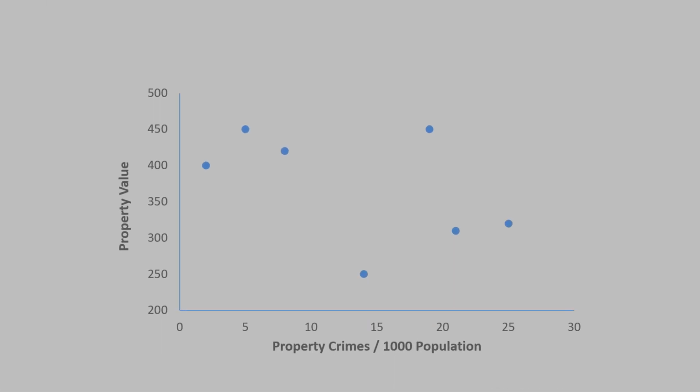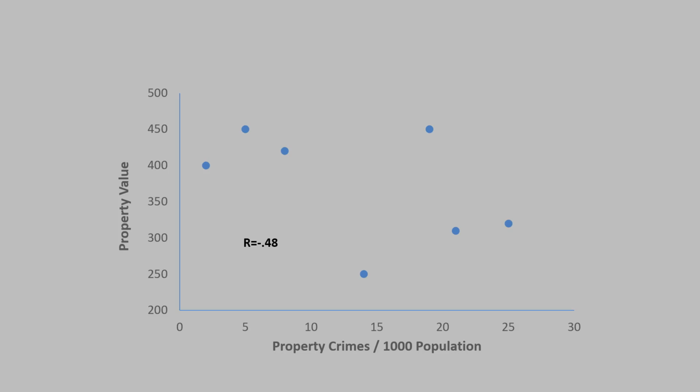Here's another example. Each dot represents a neighborhood's property crime rate and the median home price. In this scatter plot, it's very hard to see whether there is a correlation, and if there is one, whether it's positive or negative. We need to know r for this, and a value of 0.48 indicates a moderate correlation.